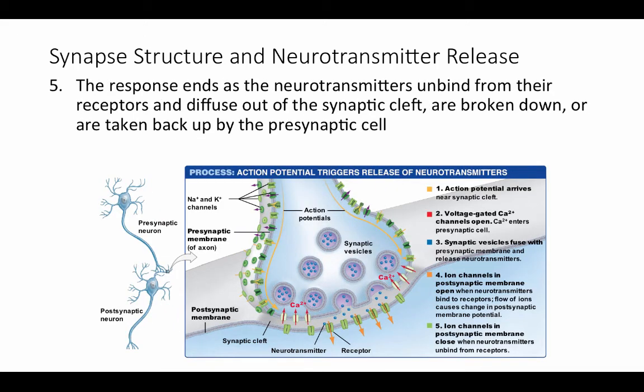Finally, we need to shut this response off at some point, and usually these signals are very, very brief. So the response ends as the neurotransmitters unbind from the receptors. Remember, these ligands are always binding reversibly, binding and unbinding, and they're going to do this repeatedly until they're removed. So the way to stop this action is that they need to be removed from the synaptic cleft. Either they're going to diffuse away, they can be broken down by enzymes, or they can be taken back up by the presynaptic cell to be repackaged in vesicles and reused.